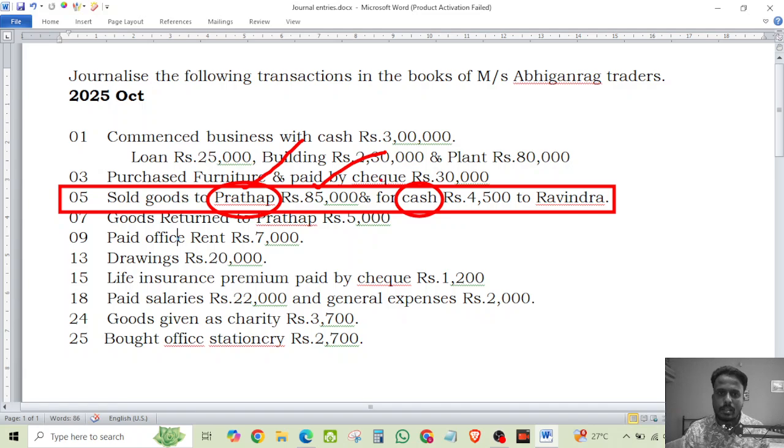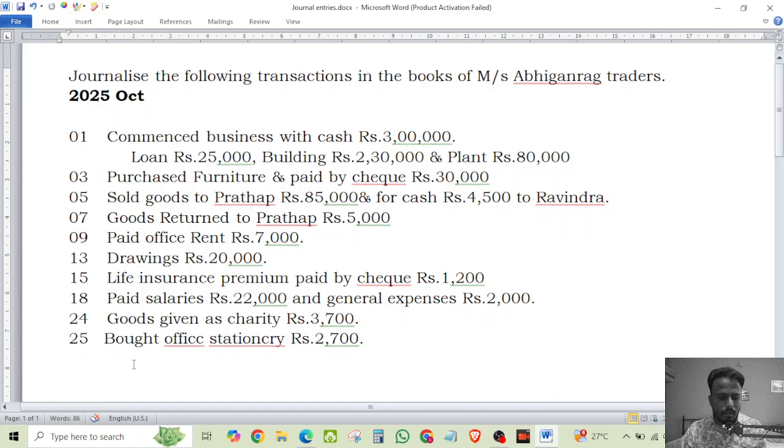Whenever name cash is given, you have to give importance to cash but not for the name. But in the case with respect to Ravindra: sold goods to Pratap rupees 85,000 and for cash rupees 4,500 to Ravindra. Sorry, here there is one small change, so we'll try to read one more time to understand it better.